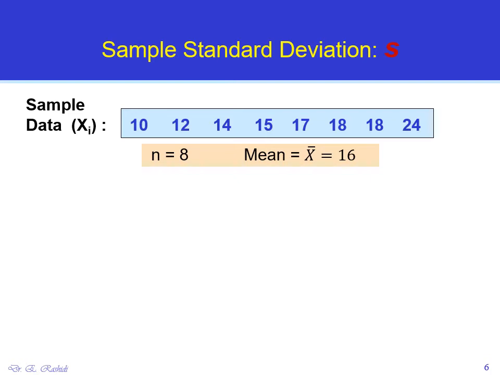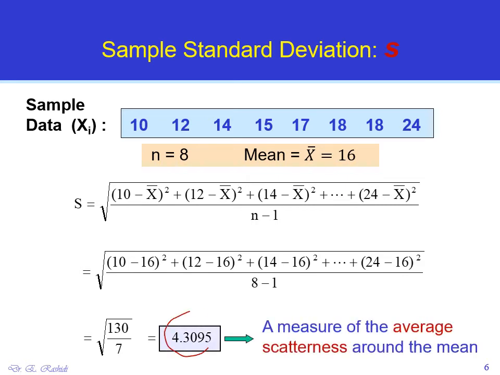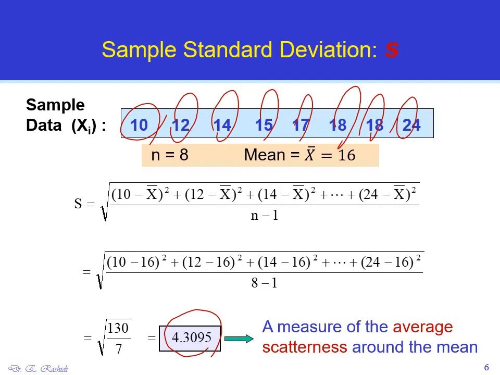Okay, if we plug in all the numbers in the formula, this is what we are going to get. And this will be S, the standard deviation of the sample, which is actually a measure of the average scatterness around the mean, right? Because it's the average of dispersion or scatterness of all these data points from the average in your data, 16, right? So the standard deviation of this data set is 4.31, approximately.